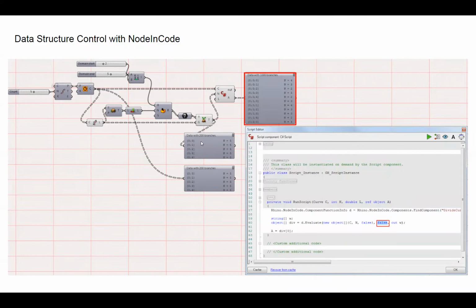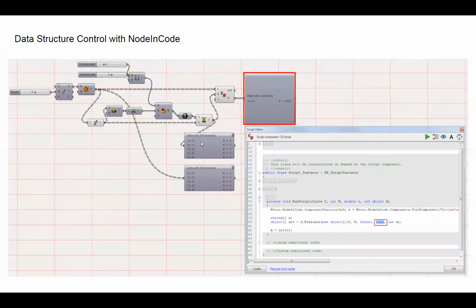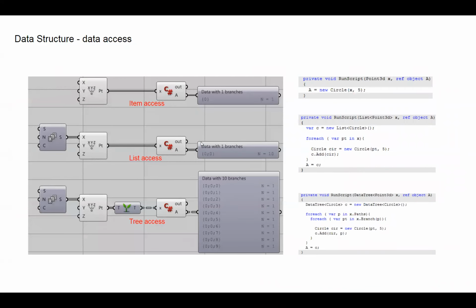It's a little bit weird, right? And this has to do with something quite simple that we always take for granted without thinking too much, which is data access. There are three different ways to control your data when you are dealing with this kind of script component, which are item, list, and tree, right? And what do these three types really mean? In principle, when we have one item, we use item access. When we have a list, we use list access. When we have a tree, we use tree access. It's as simple as that.